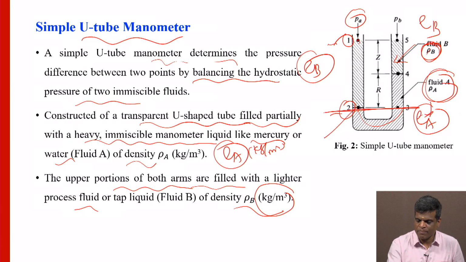Somebody asked what is the pressure here at points 2 and 3. Both points have the same pressure, because pressure varies with respect to height, not with respect to the horizontal plane. So, the pressure P2 should be the same as P3.